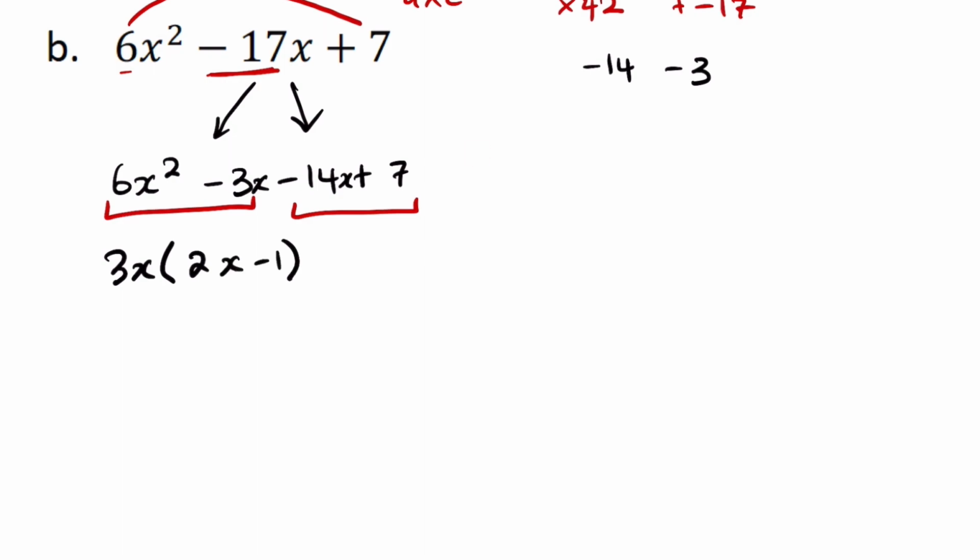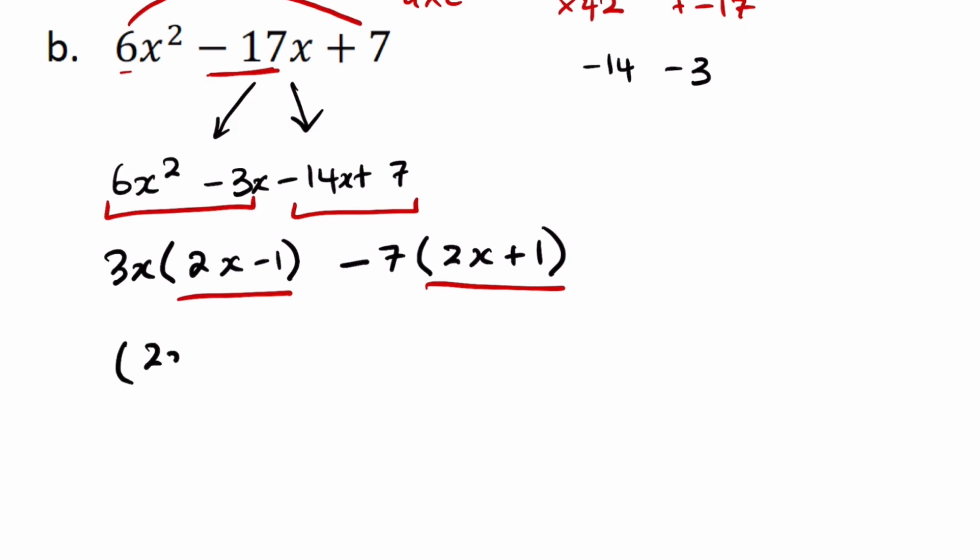And then what can I see in common over here? I'll probably want to take out a negative number so that I can end up with a negative there. So negative 7, if I took out the negative, then it leaves behind a positive 2x plus 1. Now these two are common, so I'm going to factorize that. I'll end up with 2x minus 1, and then what do I have left over? It's a 3x minus 7.